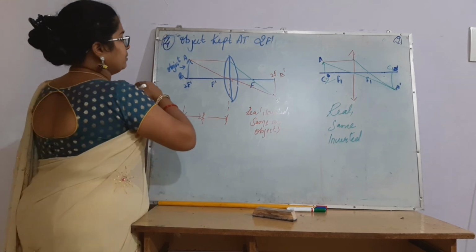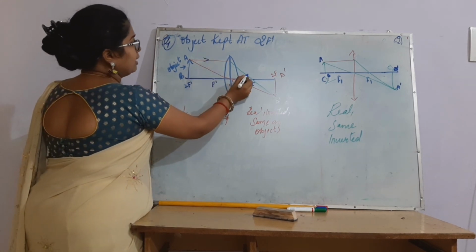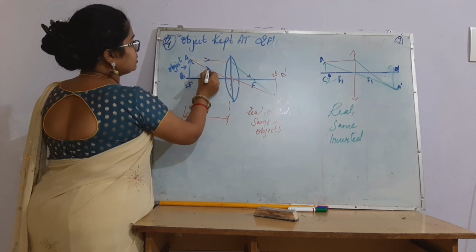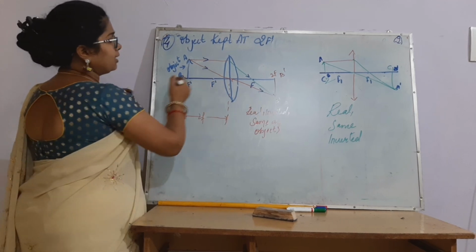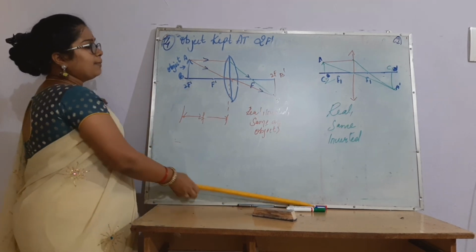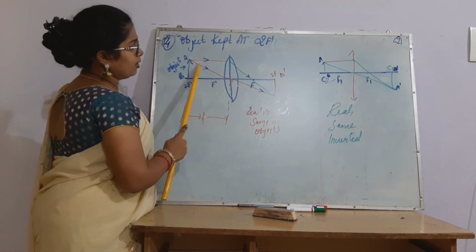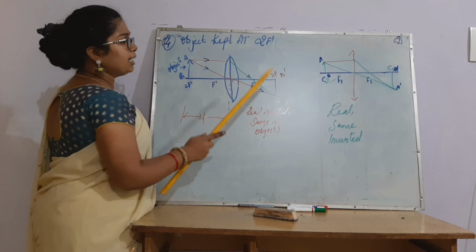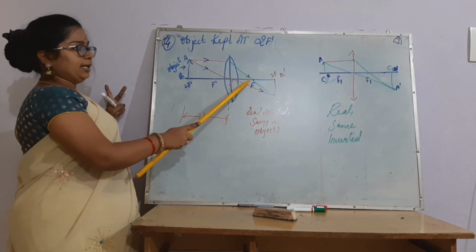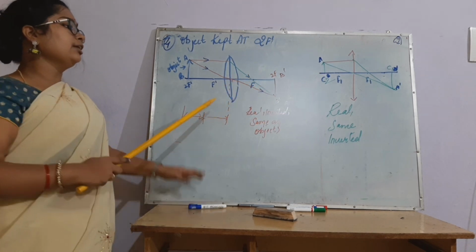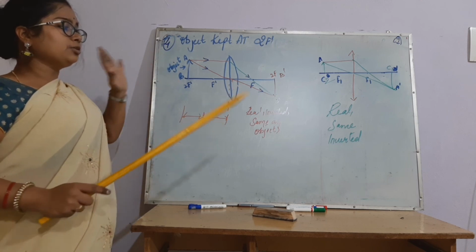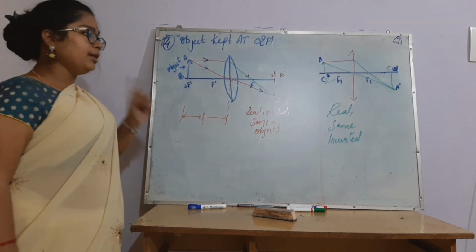So the incident ray will be forming like this, and this is the refracted ray. The incident ray parallel to the principal axis passes through the focus, and the other ray goes through the optic center. The two rays, the refracted rays I have mentioned in green color, where they meet, there the image is formed.